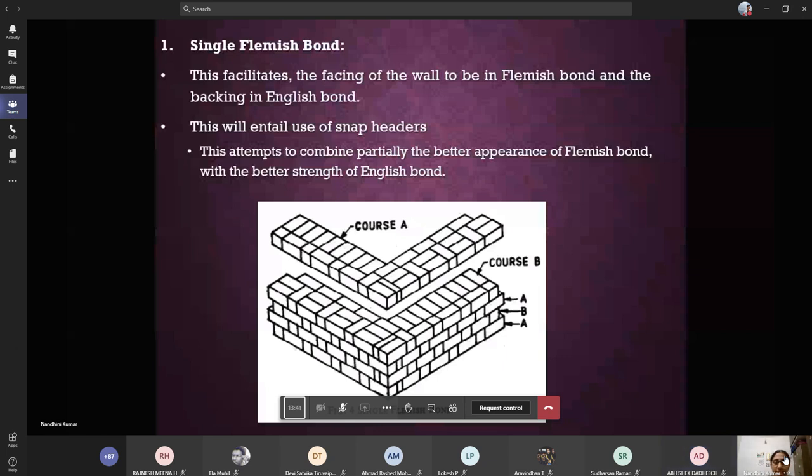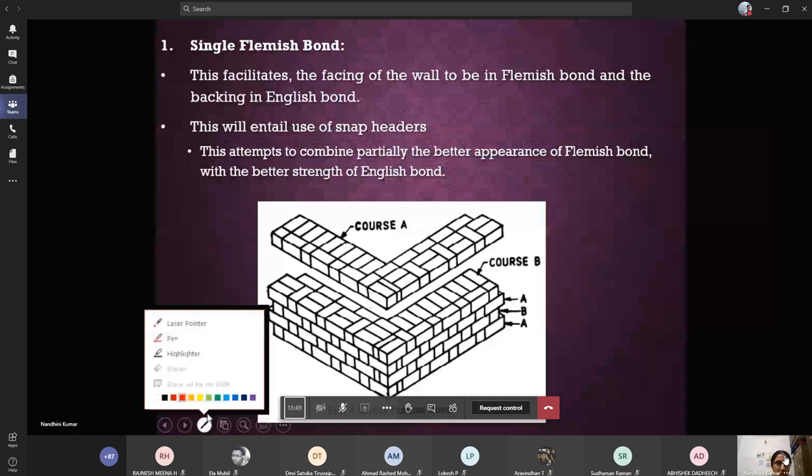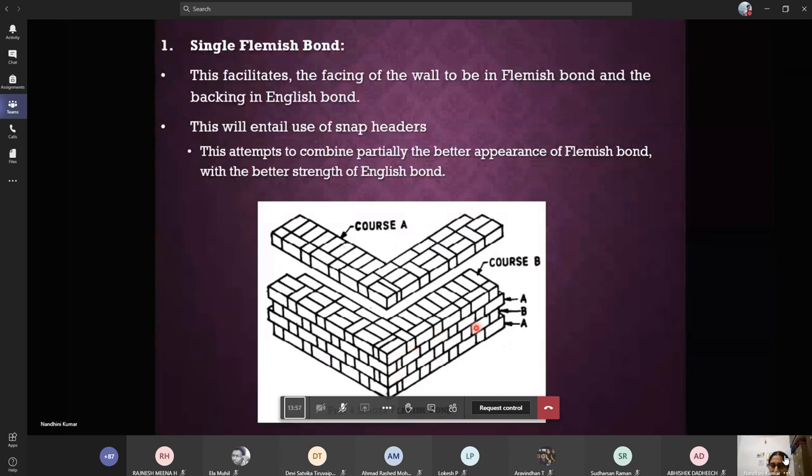Today we'll see the two types of Flemish bond classification. One is called single Flemish bond, and another one is called double Flemish bond. Single Flemish bond facilitates the facing of the wall to be in Flemish bond and backing in English, which means the front face, the front view of your wall will be a Flemish bond. Flemish bond is nothing but the alternate placing of stretcher, header, followed by stretcher, followed by header. This is your Flemish bond. Towards the back side of this wall, you will be having the English bond placing. So this combo comes as single Flemish bond.